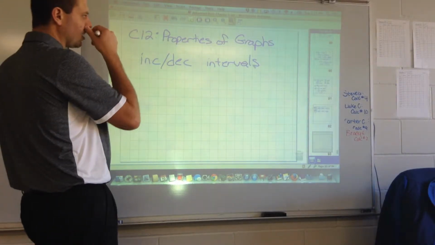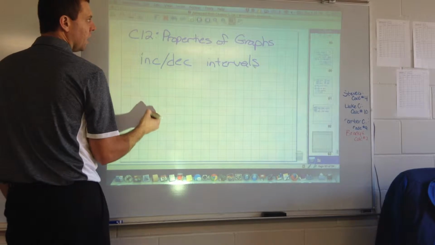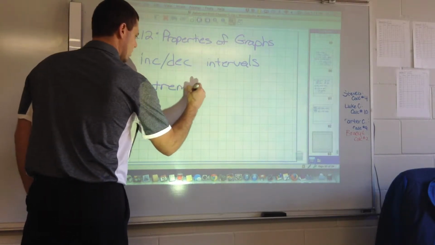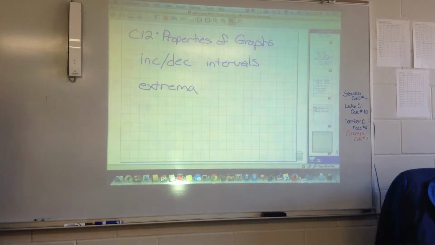So intervals where it's increasing, decreasing, extrema. Okay? Extrema would be all of your relative maxes, relative mins, absolute maximums, absolute minimums, tops, bottoms, however you want to call it, of the graph. Okay, that's what extrema is.